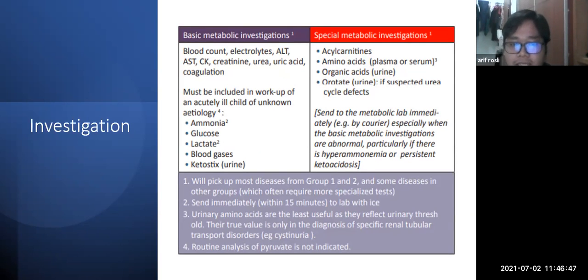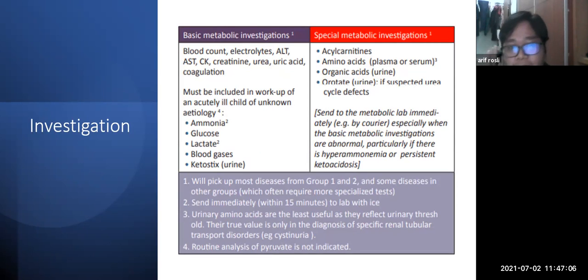Usually, the investigations that I put here will pick up most of the diseases from group 1 and group 2, the ones that can be treated, where the treatment or the management is outlined.